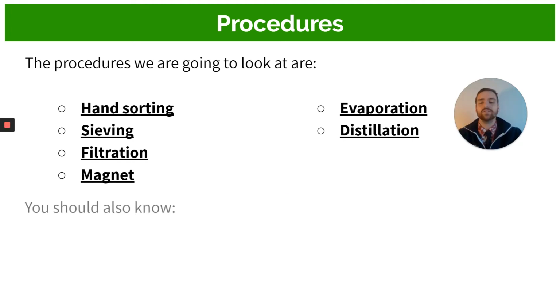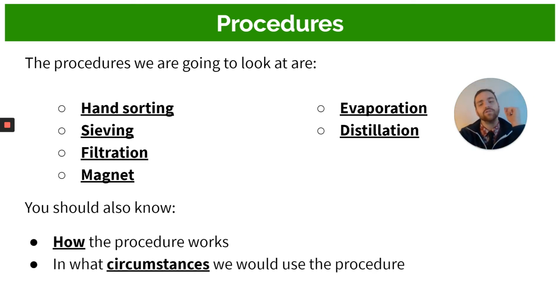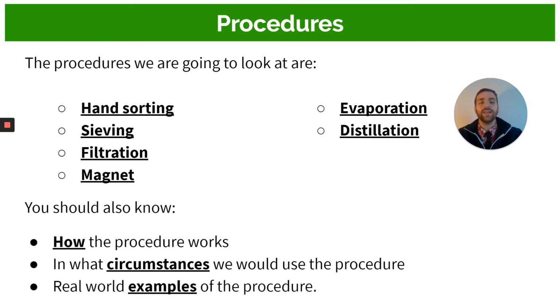But the objectives are, I would like you to describe how the process works. How does it separate a mixture apart? And I would like you to describe what circumstances we'd use this procedure. So when would we use hand sorting? What does the mixture need to be like for hand sorting to work? And when do we use sieving? What does the mixture need to be like for sieving to work, or filtration, or so on? Those are your objectives for each one of these. You need to be able to name them. You need to describe how they separate mixtures and describe what sort of mixtures we use them on. And then finally, last thing, I want you to give real world examples of when we use these processes.